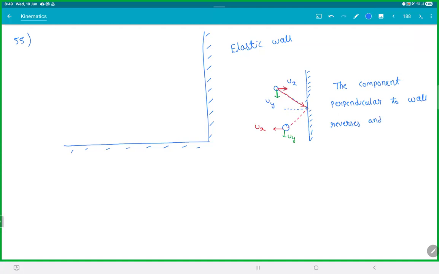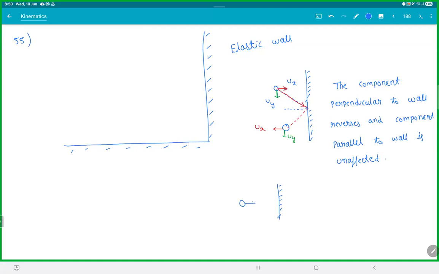And the parallel component will be unaffected. Component parallel to the wall is unaffected. More about this, we have a separate chapter for this. So let me take an example here.